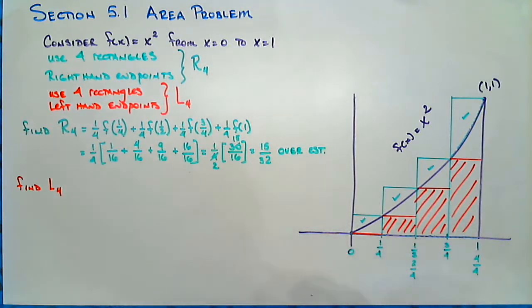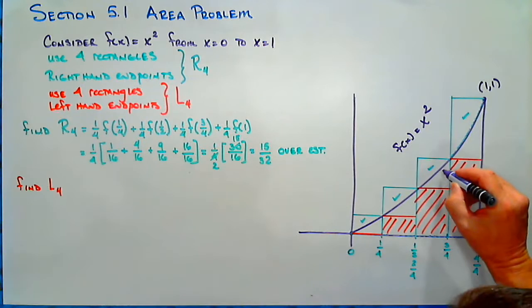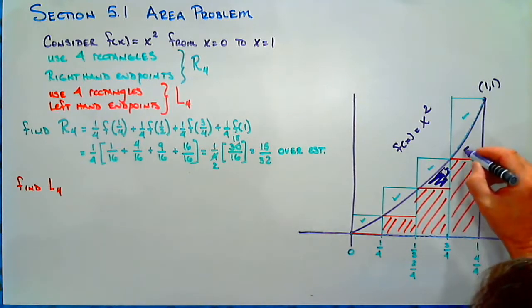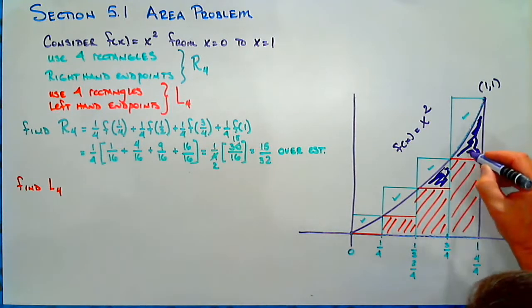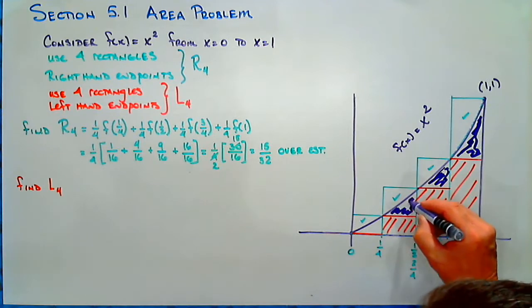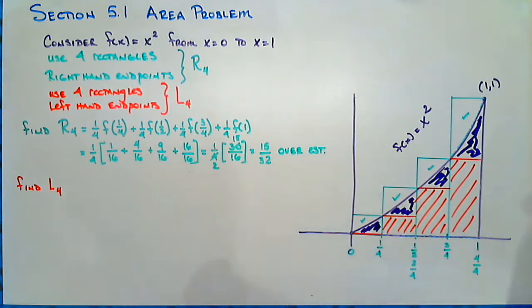And that one actually has a height that's 0, which means we left out all of this, and all of this, and all of this, and this entire piece right here. We left all those out. Those are not going to be included here in L sub 4. So L sub 4 is going to be an underestimate. We can see that before we start because we made a sketch.